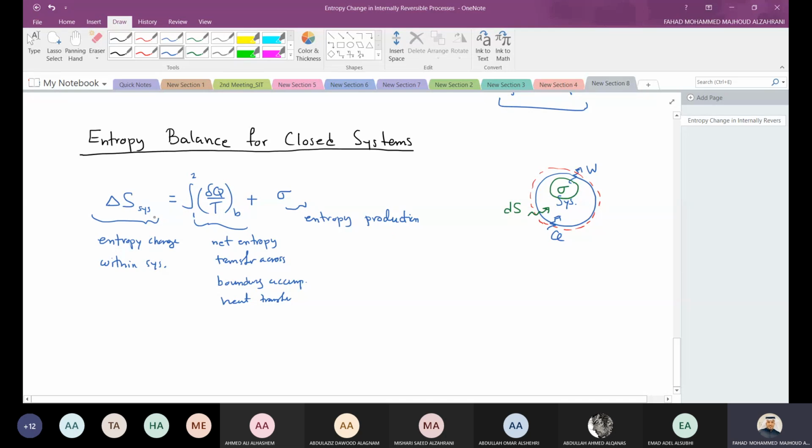Okay, so you can see that the boundary heat transfer through the boundary is very, very important in the entropy balance. It's one important term by itself compared to all other entropy production that can be generated within the system due to other sources. Okay, so this is basically the general equation.